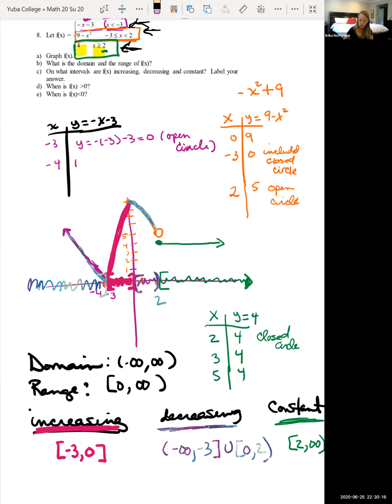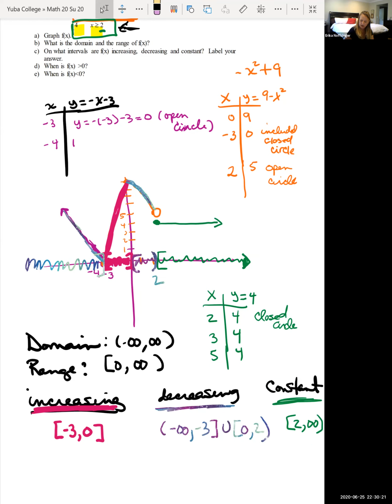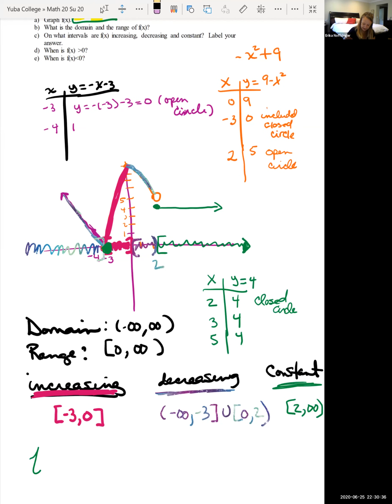So it's asking us, when is f of x greater than 0? Well, it looks like it's greater than 0 except for one value. This value right here at -3, we have it equal to 0. So f of x is greater than 0 for all values except x equals -3, or I can say from negative infinity to -3, parentheses, union -3 to infinity.